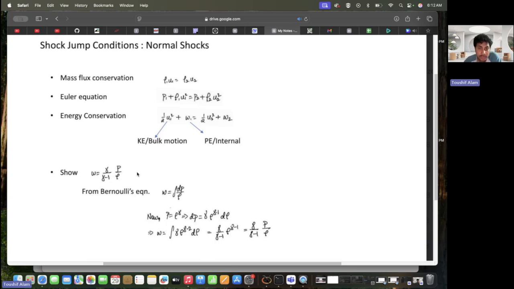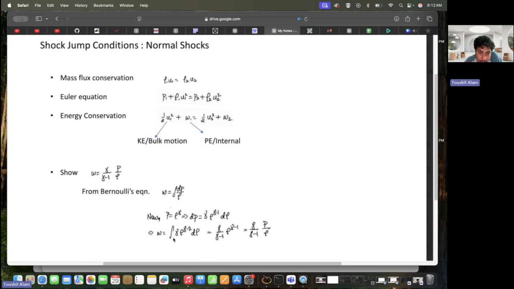From the Bernoulli equation, we get that omega is equal to the integral of dp by rho, right? Now for a barotropic fluid, P is equal to rho to the power gamma. So dP is equal to gamma rho to the power gamma minus 1 d rho.